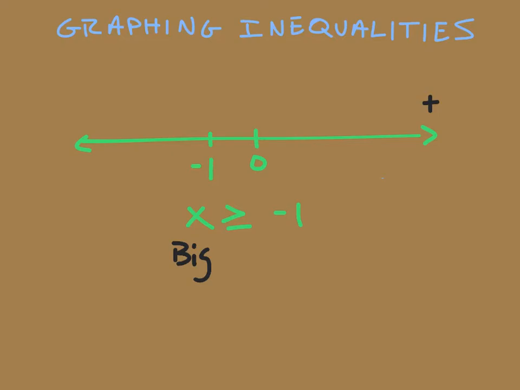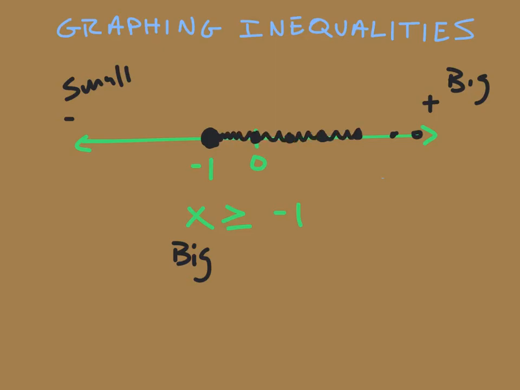Positive means that we're bigger, all right, and negative means that we're smaller, all right? So right is big, left is small, all right? And so all these numbers, like 0 is bigger than negative 1, 1, 2, 3, 4, all those numbers are bigger than negative 1, so what I want to do is shade to the right. Now, because we can also include negative 1 in this statement, I color in my dot at negative 1, and I shade to the right, okay? And that's how I graph inequalities.